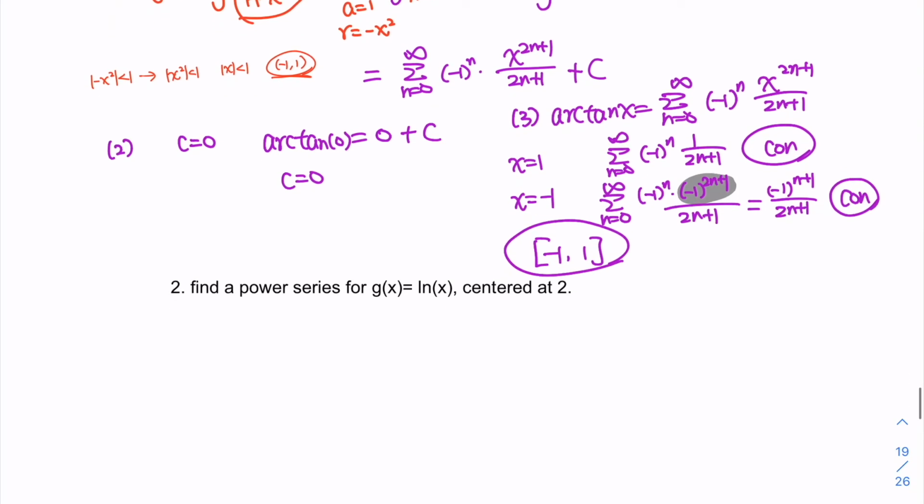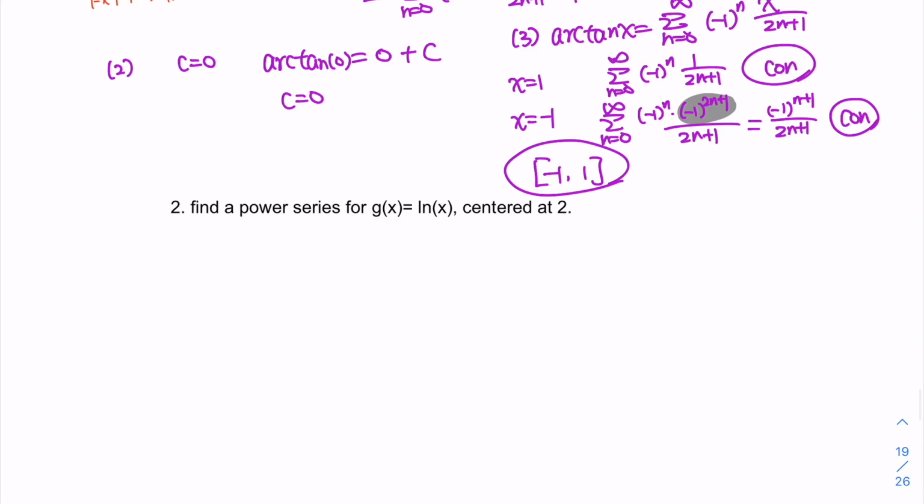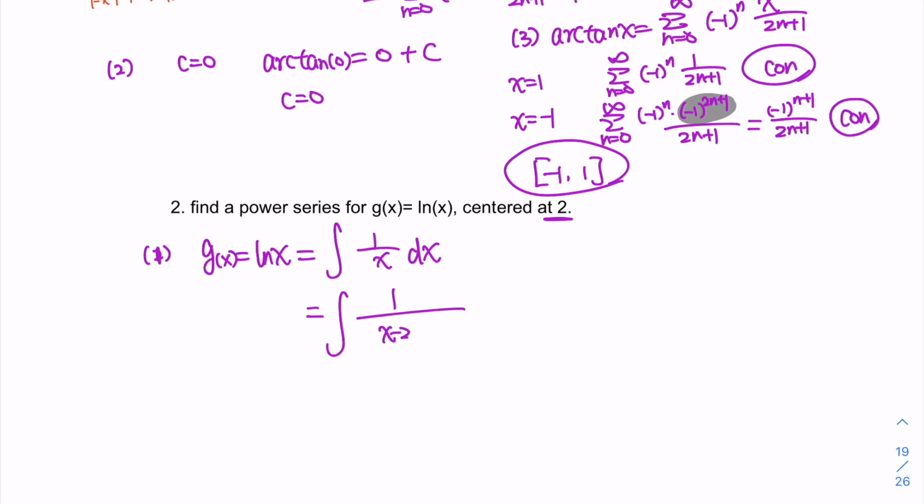So next problem, you can try it yourself. As we know, g(x) equals ln of x, which is the integration of 1 over x dx. We want to center at 2 now. We have to rewrite it as x minus 2 plus 2 dx. Now we divide by 2 and simplify it. You can do it yourself and compare your answer with mine.